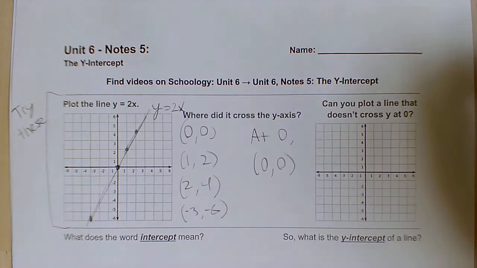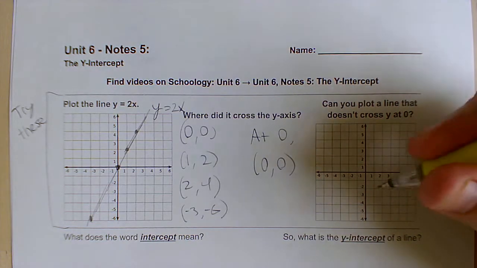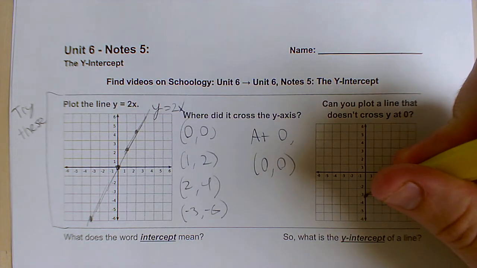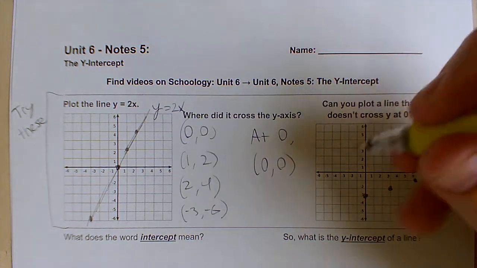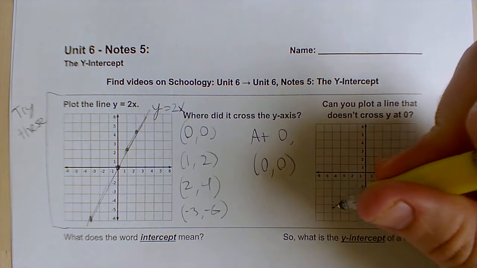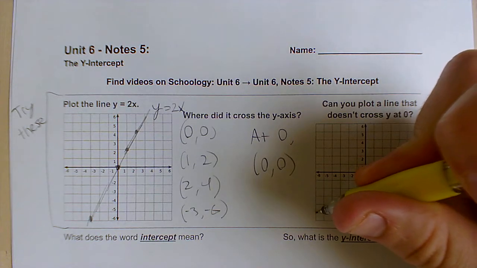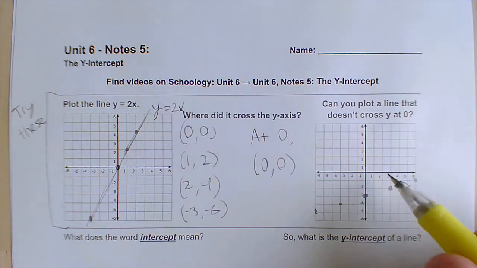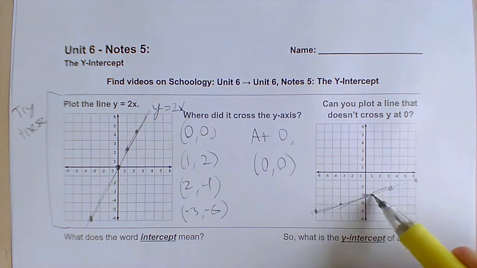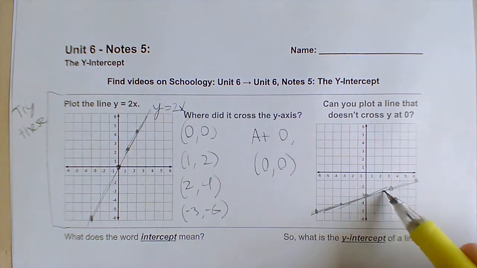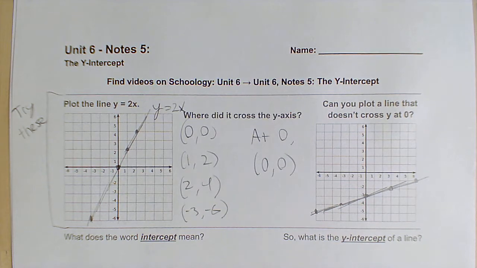Now I have a challenge to plot a line that doesn't cross y at 0. This isn't actually too bad of a challenge. I'm going to just come up with a random line. Let's do something like this. The most important thing is I want to make sure while I'm creating this line that it doesn't cross right here at 0. So that one is way lower than 0. It's not going to cross 0 at all. So we'll come back to that in a second.